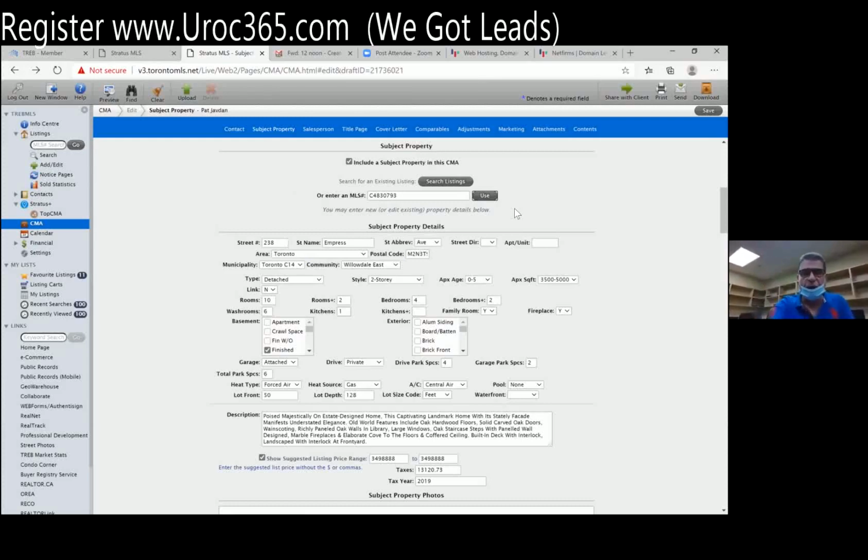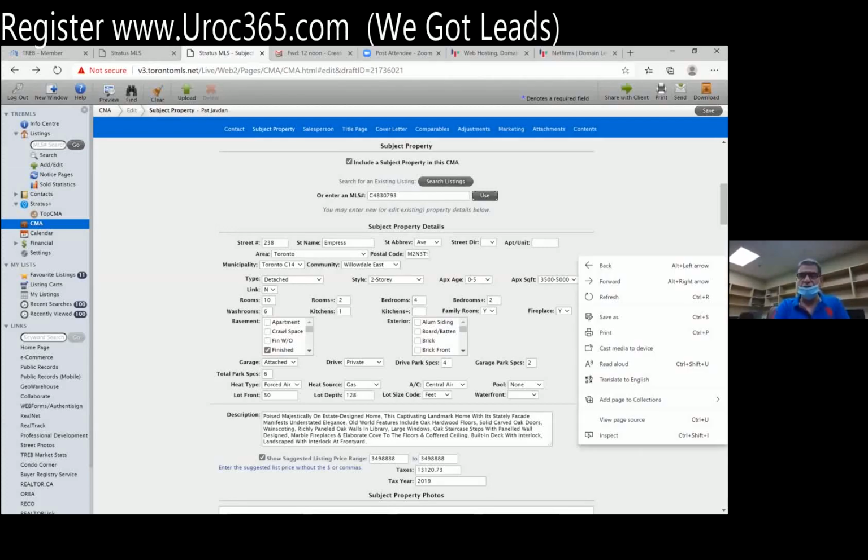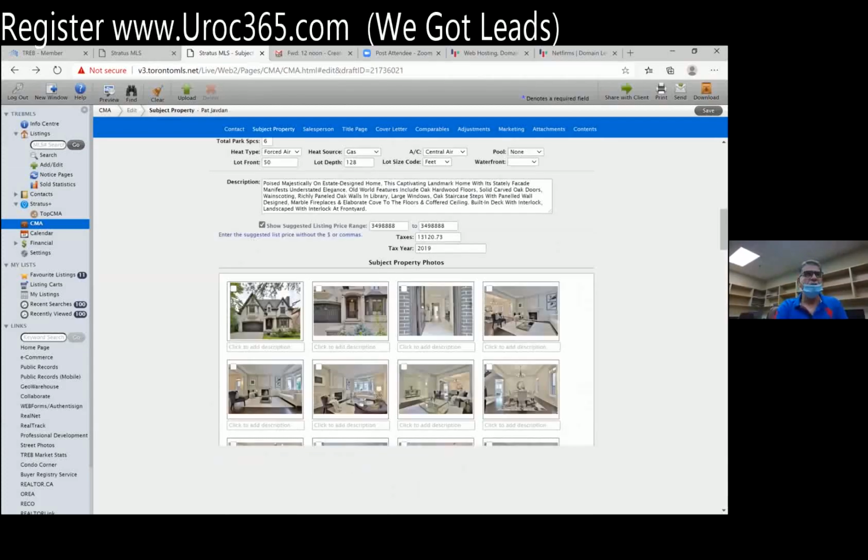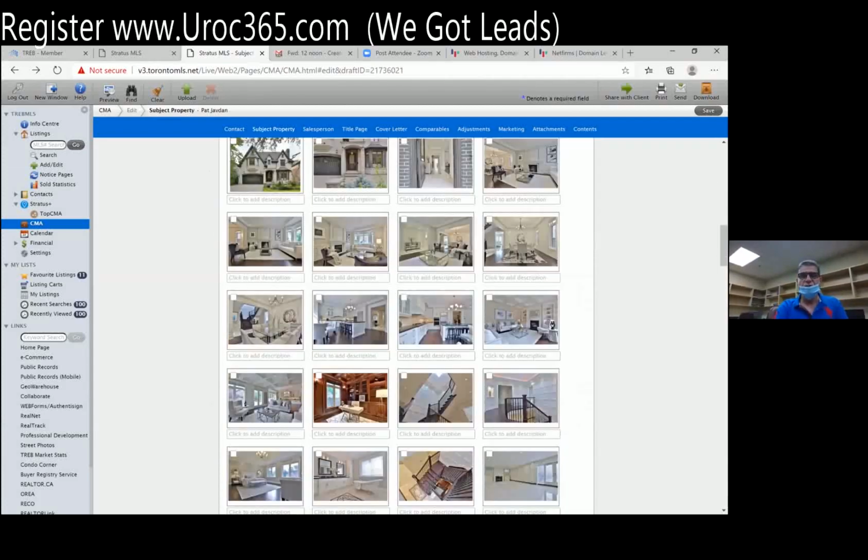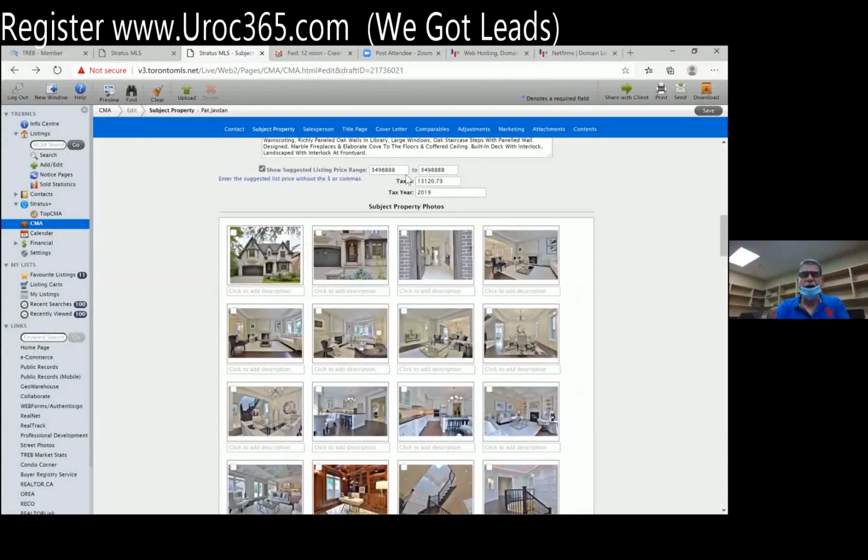to all the blocks. Street number 238 in Empress Avenue. Detached. Municipality C14, approximate age 0 to 5. Every property comes as well. You see that? All of them come here, right? This is the subject property photos. The tax year, everything is there. The price, okay?